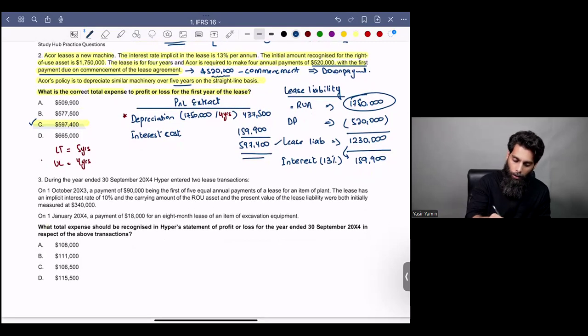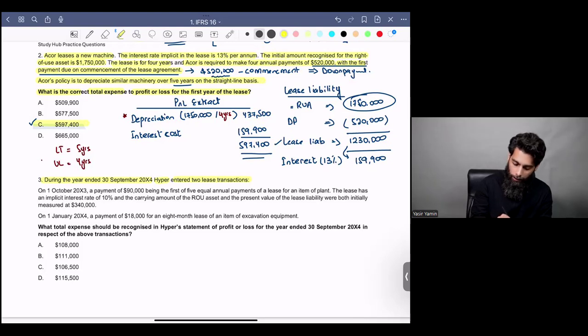Now let's move on to the next question, guys. Examiner says in question number 3, guys, I want you to be attentive, okay? During the year ended 30th September X4, Hyper entered into 2 lease transactions. So Hyper entered into 2 lease transactions.